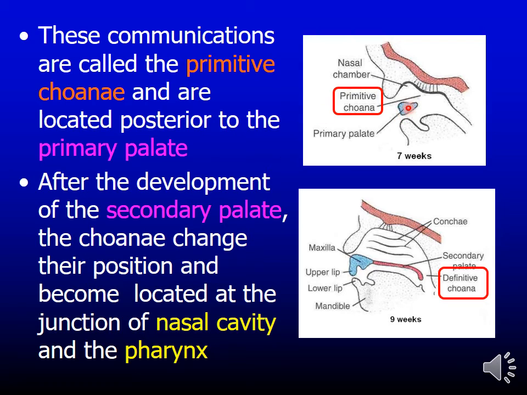This communication between the nasal cavity and the mouth is named the primitive choana. It's located posterior to the primary palate. This is the primary palate. Later on, when the secondary palate develops, it fuses with the primary palate. The choana changes its position. It will be located at the junction of the nasal cavity with the pharynx. Here is the site of the primitive choana at the beginning. Later on, it will be pushed posteriorly, named the definitive choana, between the nasal cavity and the pharynx.